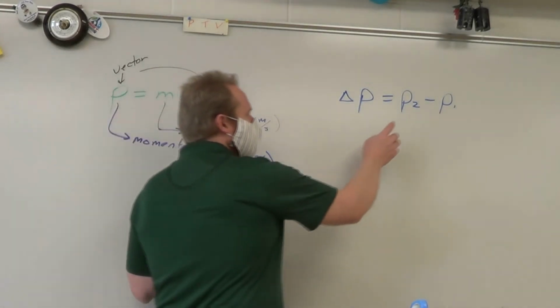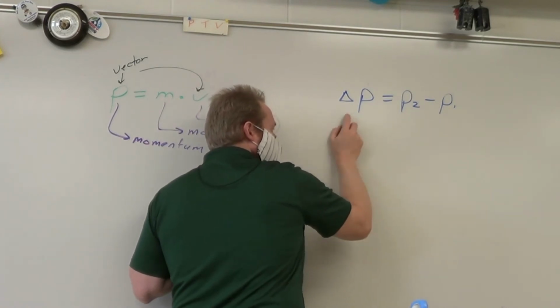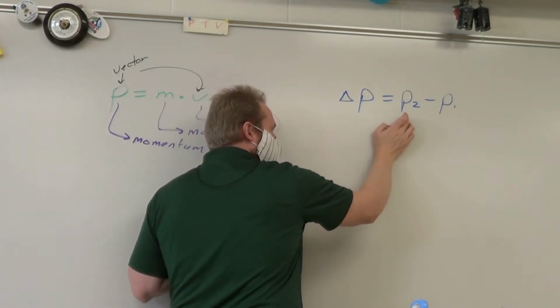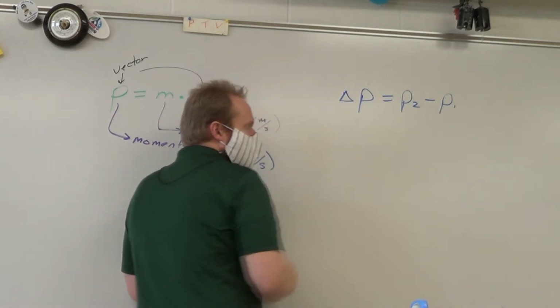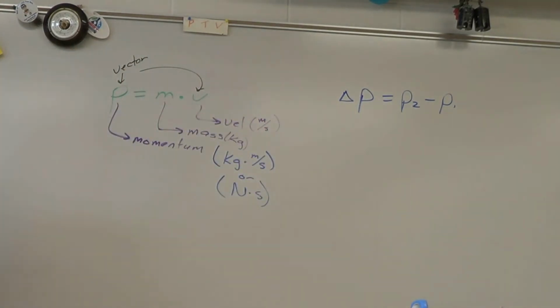So if my final momentum is bigger than my starting, then I have a positive change, but if this is smaller than I started with, then it's a negative change, which indicates things.